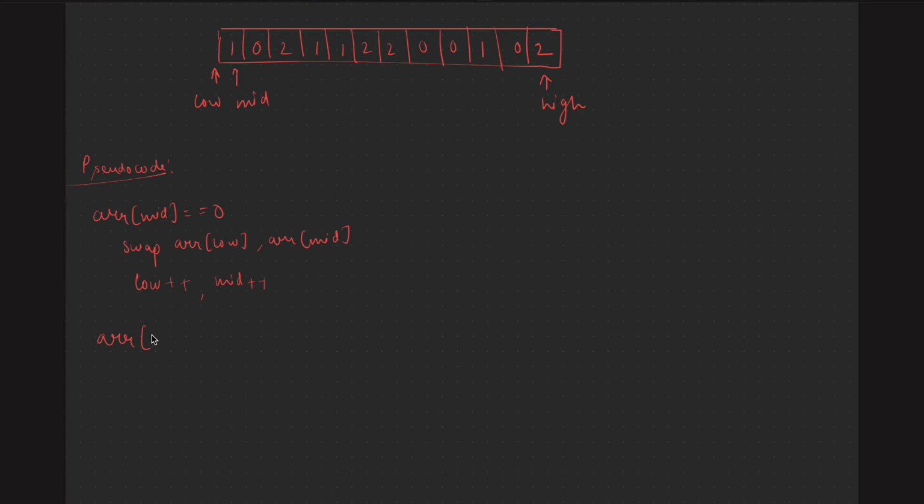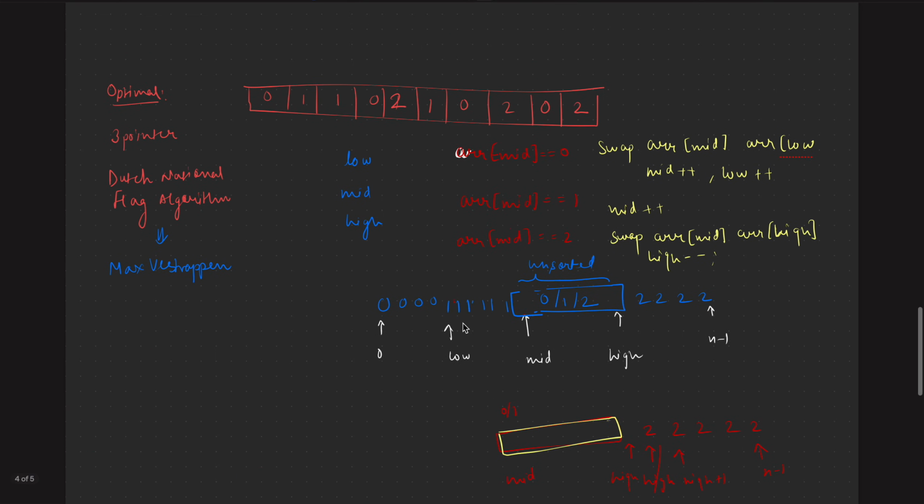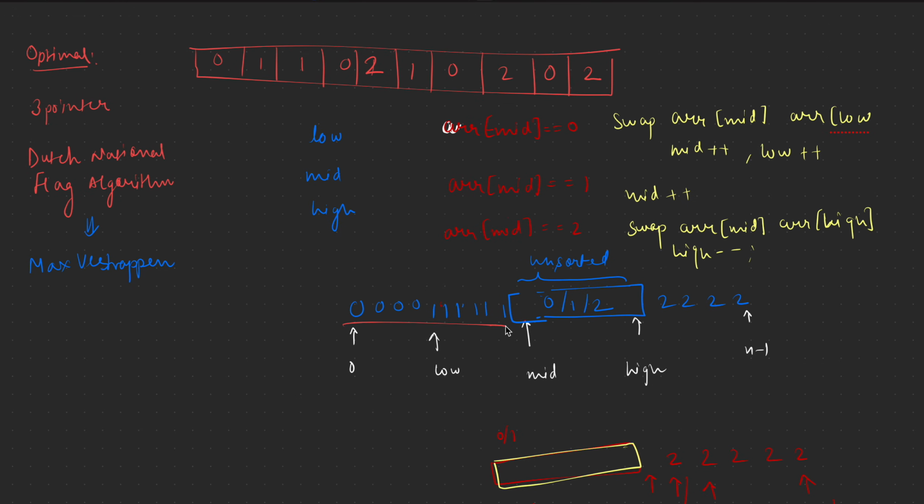If array of mid equals 1, that array is already sorted. So that portion of the array is already sorted, so we just increase the mid pointer. Remember this intuition, always imagine this in your head. If array of mid equals 1, this portion will obviously be sorted. We just need to decrease the unsorted portion, so we increase the mid by 1.